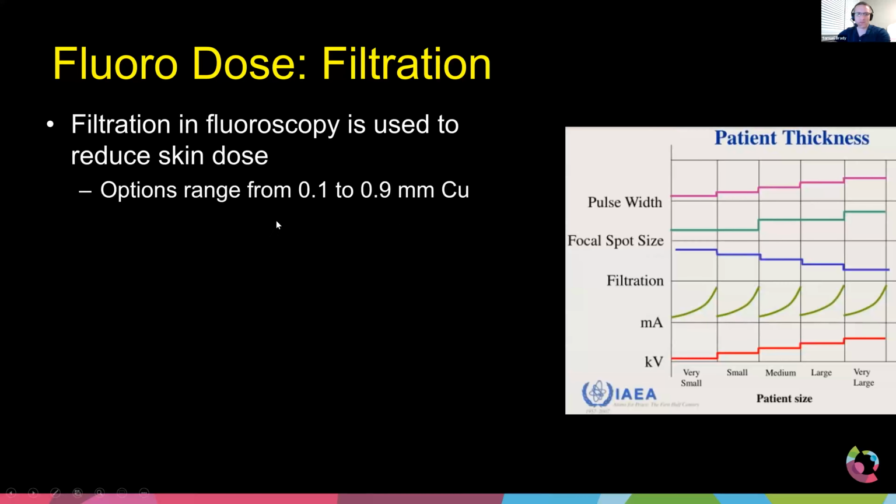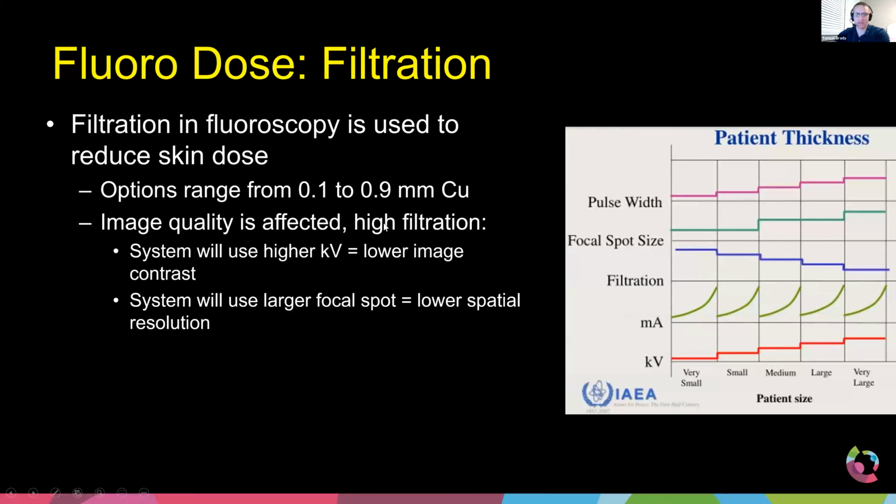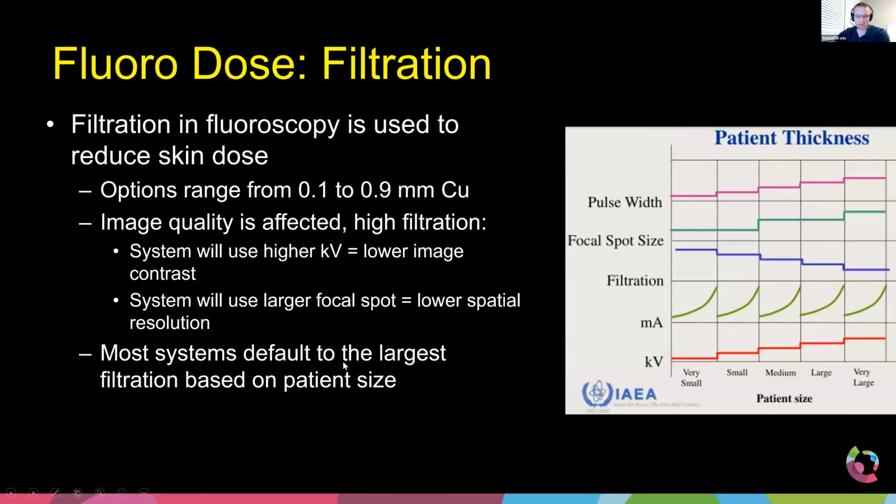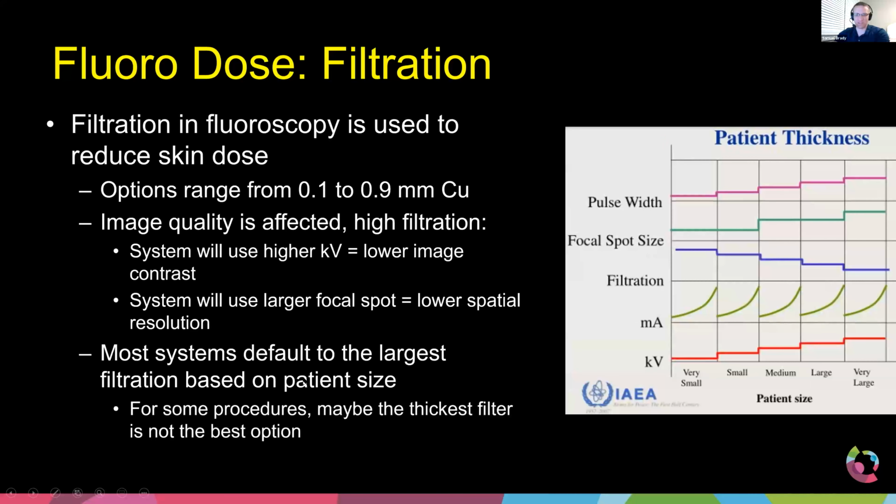So we listed filtration as another optimization. And I've already kind of talked about this, but filtration almost always starts as the highest and works down as you get towards bigger patients. It's pretty much always 0.1 to 0.9 millimeters copper in all of the various different systems out there. I already told you that too high filtration can reduce KV and reduce low spatial resolution. So you want to optimize this as much as possible.